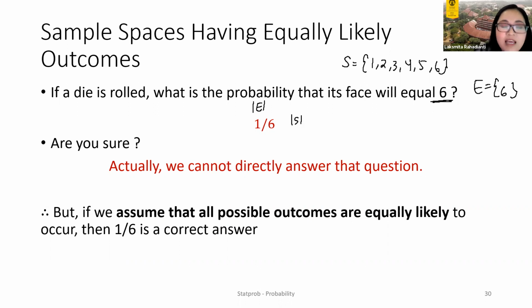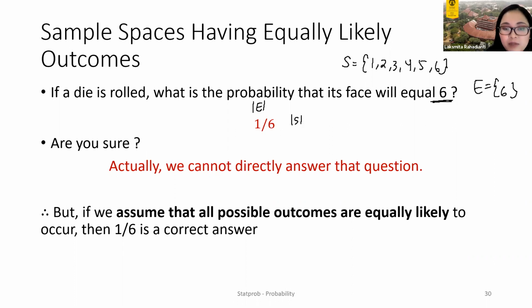We assume that it is a fair die. We assume that the die is not tampered with. We assume that the die is a normal die. And we assume that all possible outcomes are equally likely to occur. So among these options, 1, 2, 3, 4, 5, and 6, we have to assume that every single event is equally likely. Then yes, the explanation that Akil gave us and the answer that Arya gave us is correct. The probability will be equal to 1/6.